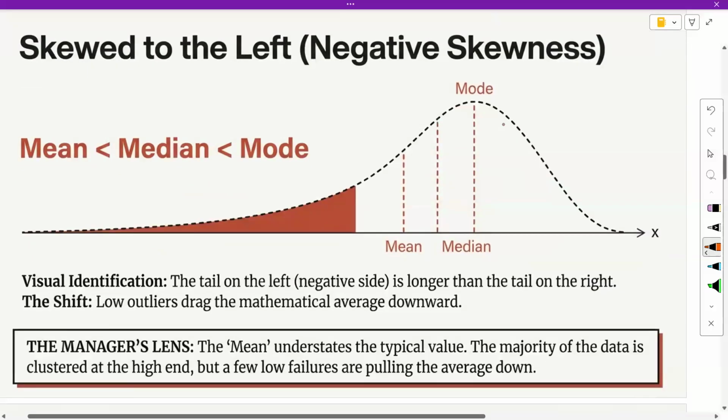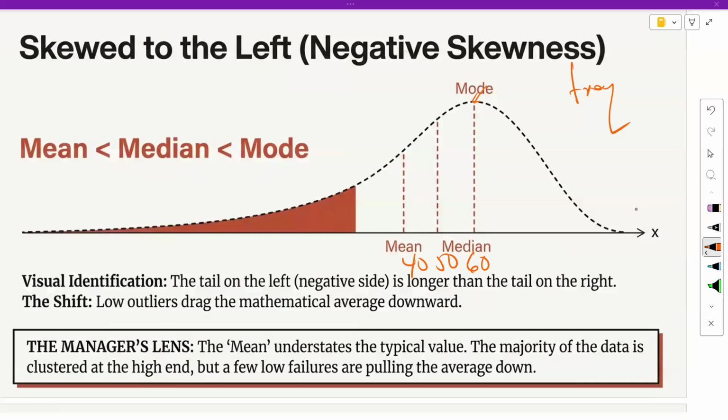Now the distribution is skewed to the left. Same scenario. Here, this is the mode. This means the highest frequency. The height represents frequency. This is the x values, and here, say, 60 and 50 is 40. On the right side is the higher value, and the left side is the lower value.